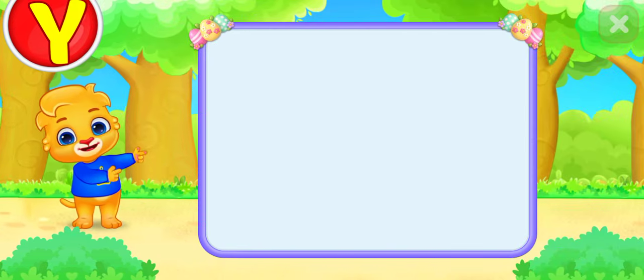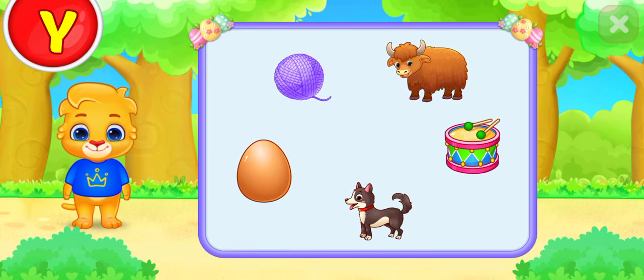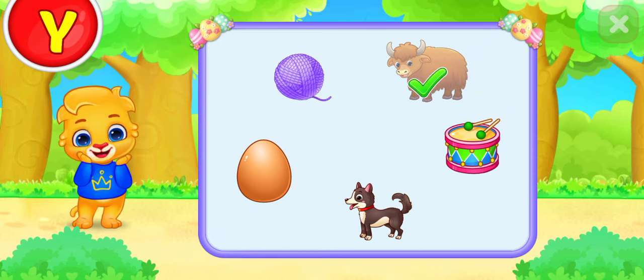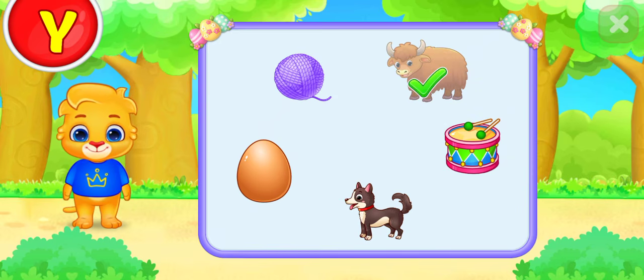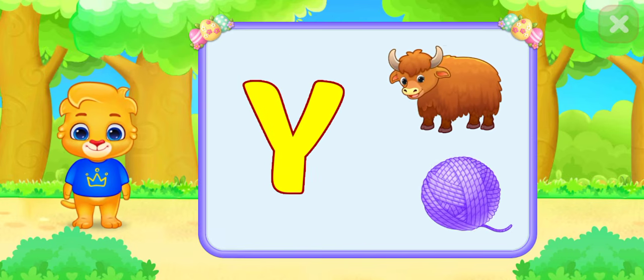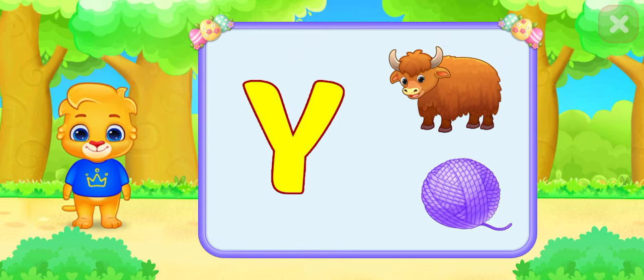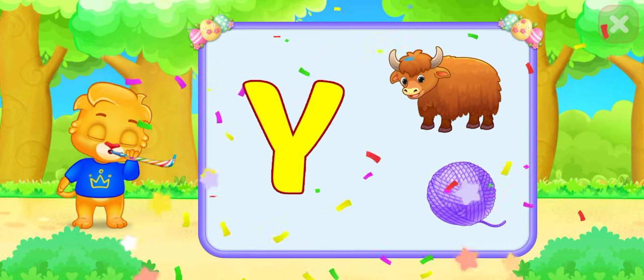Tap the picture that starts with letter Y. Y is for yak. Y is for yarn. Well done.